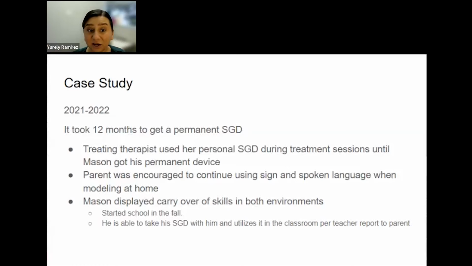And the good thing is he started school, very exciting. And after the IEP meeting, the board decided that it was okay for him to bring his speech generating device into the classroom. And he uses it in the classroom to communicate with the teacher, and at home to let mom know what he likes and doesn't like. And uses it in therapy to boss me around. So, love that.